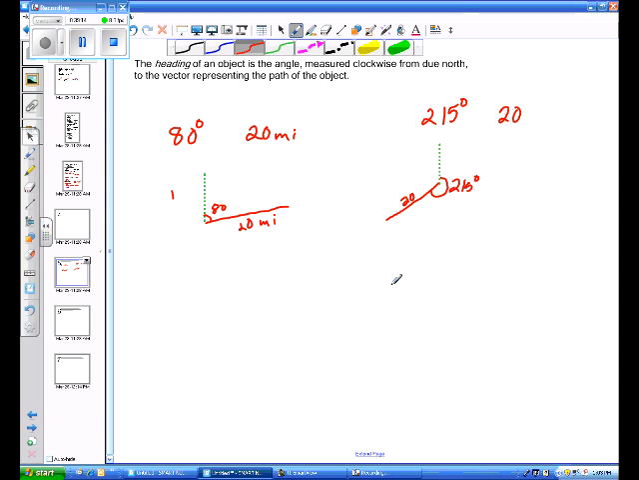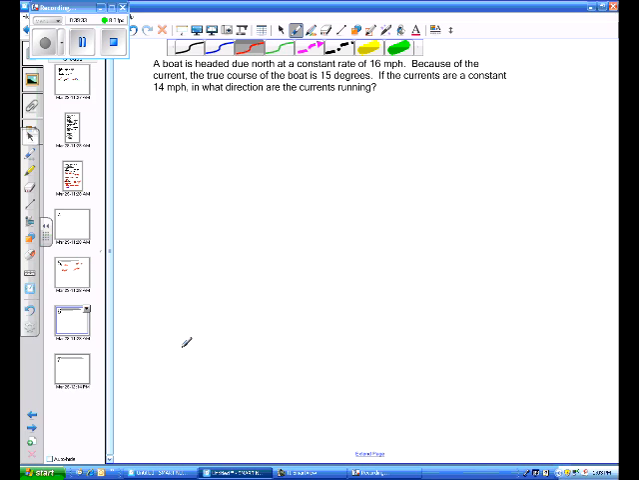And so we have problems with navigation where we're dealing with these. We're going to look at a few here, and we'll look at a lot more in the next section when we get into our law of cosines. But let's look at a couple of problems. This first one says that a boat is headed due north at a constant rate of 16 miles per hour. Because of the current, the true course of the boat is 15 degrees. If the currents are a constant 14 miles per hour, in what direction are the currents running?